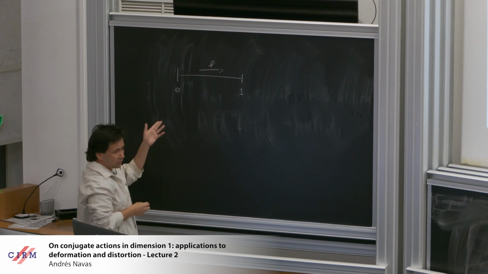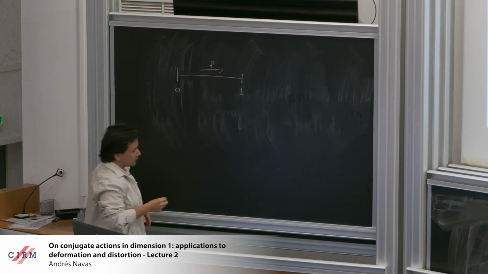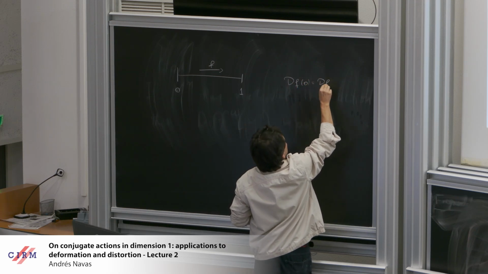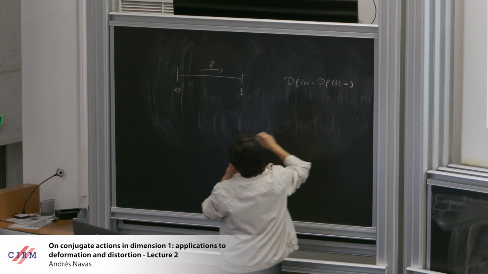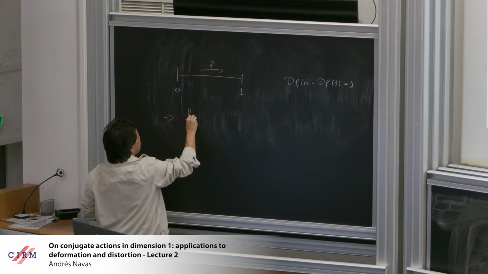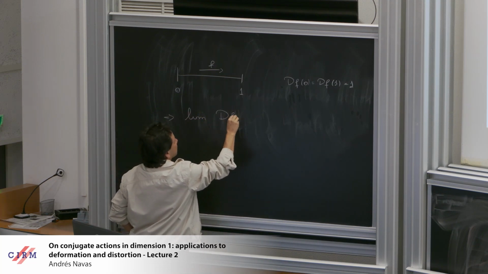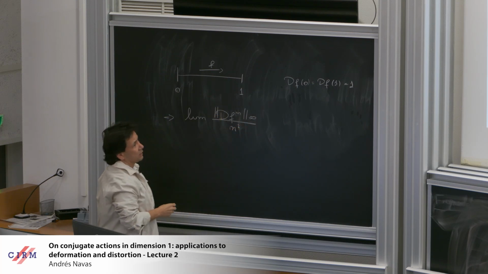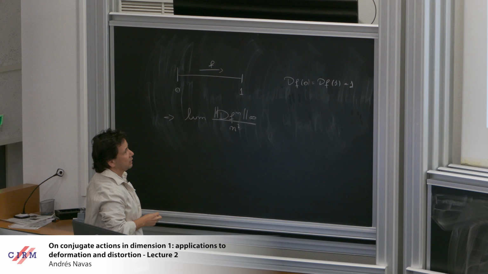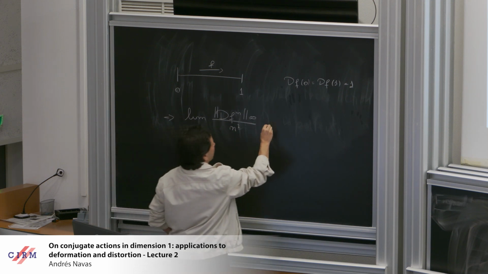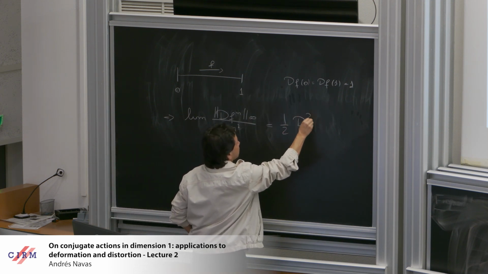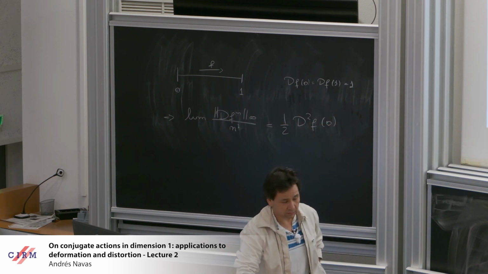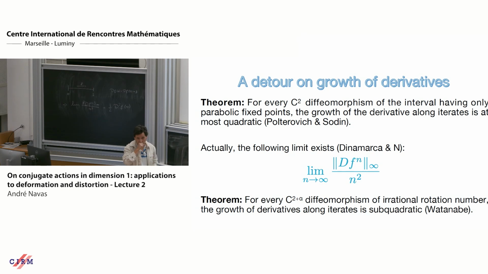So this is very boring. There is no fixed point in the interior, and you suppose that the endpoints are parabolic fixed points. Then, in this case, the limit of the growth of the derivative, normalized by the square of n, is equal to 1/2 the second derivative at the repelling fixed point. Okay? This is an exact formula for this growth.